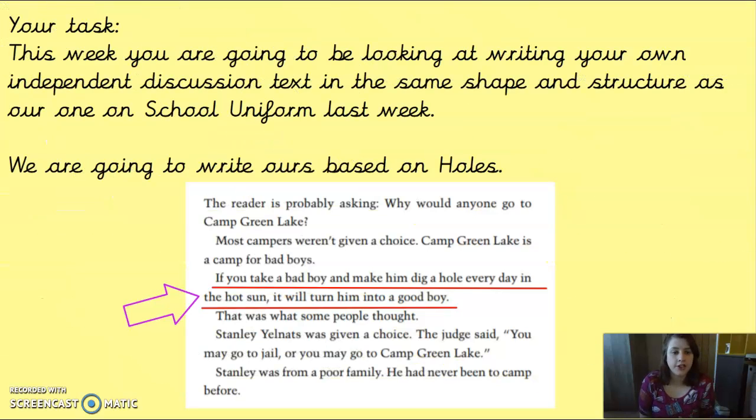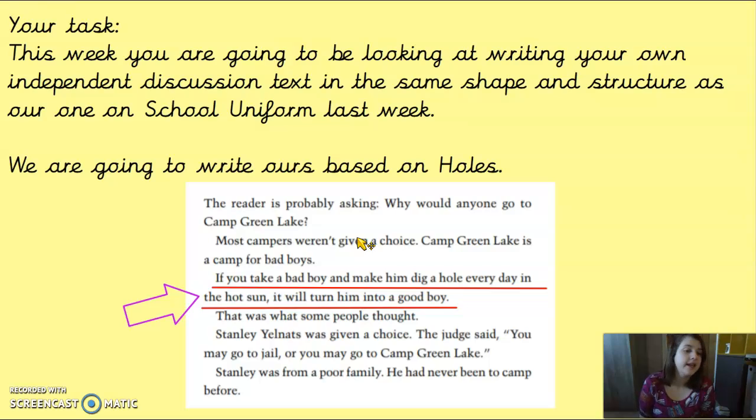So what we are going to do is we are going to be using the same shape and structure as our school uniform discussion text last week, but we are going to write our independent one based on Holes. Now, all the way at the very beginning of our Holes book, I have taken a snippet from that page. So it says, one of the statements made is that if you take a bad boy and make him dig a hole every day in the hot sun, it will turn him into a good boy.